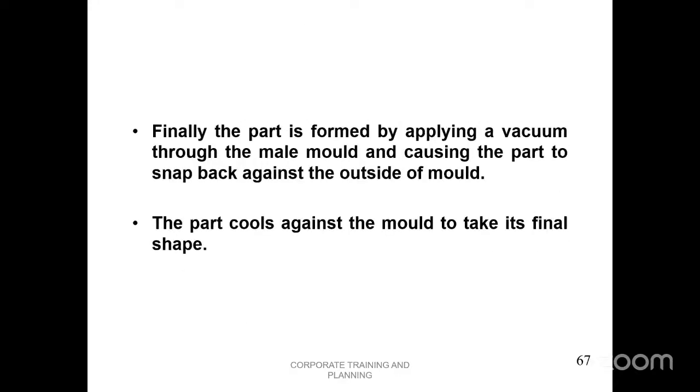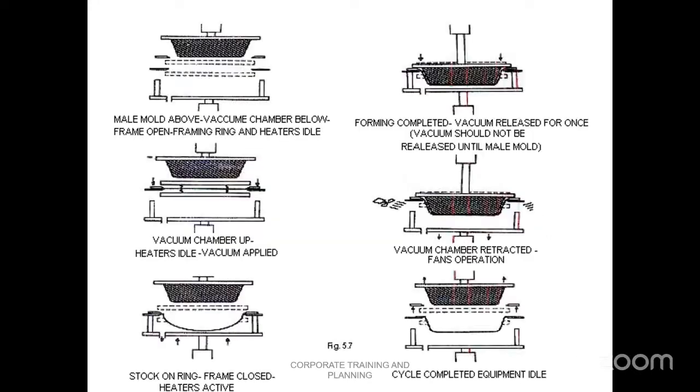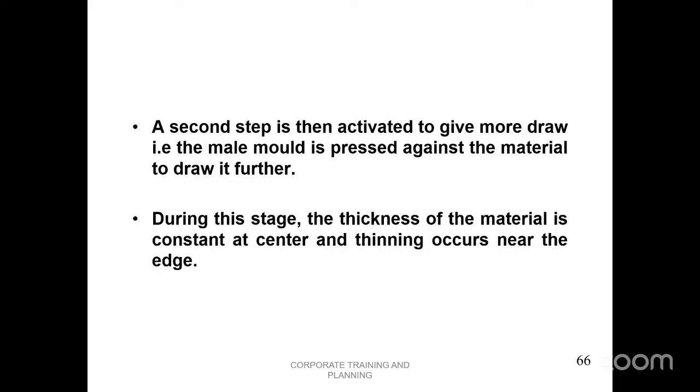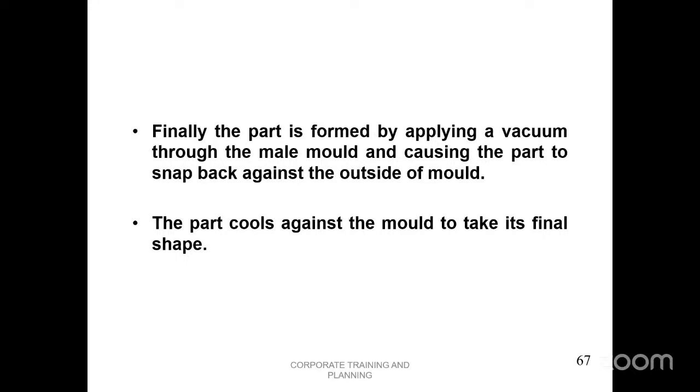The second step: finally the sheet is then agitated to give more draw. The male mold is pressed against the material to draw it further. During this stage, the thickness of the material is constant at the center and thinning occurs near the edge. Finally, the part is formed by applying vacuum through the mold.